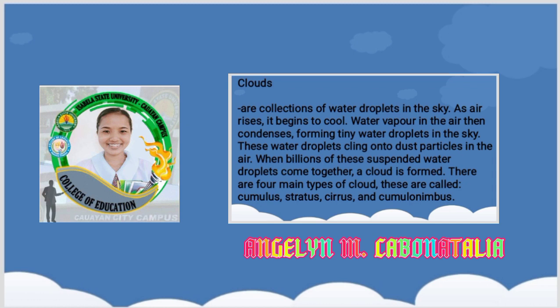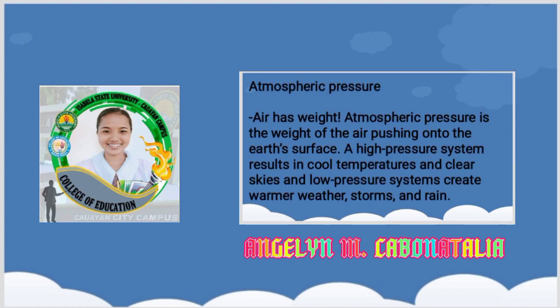So clouds are collections of water droplets in the sky. As air rises, it begins to cool. Water vapor in the air then condenses, forming tiny water droplets in the sky. These water droplets cling onto dust particles in the air. When billions of these suspended water droplets come together, a cloud is formed. There are four main types of cloud. These are called cumulus, stratus, cirrus, and cumulonimbus.